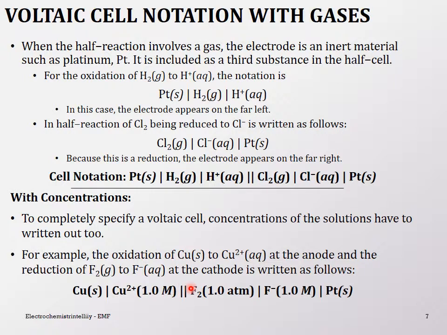This is separated by a salt bridge, and now fluorine is a gas, so fluorine will accept electrons to give fluoride ions. So you started with 1 atmosphere of fluorine, and then of course you have the fluoride ions, which are at 1 molar solution, and then you have the platinum, which is your solid electrode. So that is how you would construct it for gases, and this is how you would construct it if you have concentrations given to you.